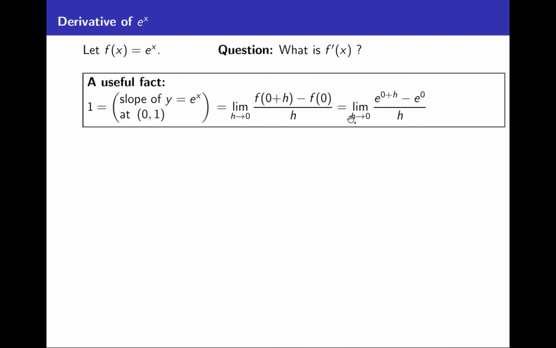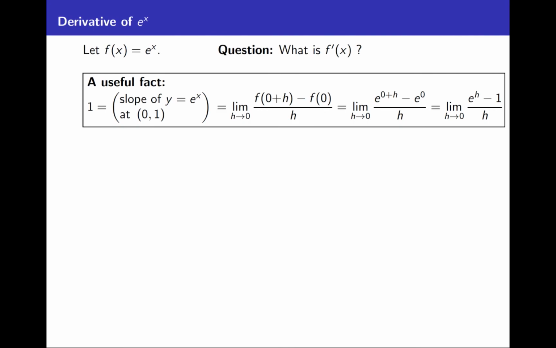So this limit is the limit as h goes to 0 of e to the power of 0 plus h minus e to the power of 0, over h. And e to the power of 0 is 1. And e to the power of 0 plus h is just e to the power of h. So we have here the limit as h approaches 0 of e to the power of h minus 1, divided by h. In this chain of equalities, we see that the value of this particular limit is 1.